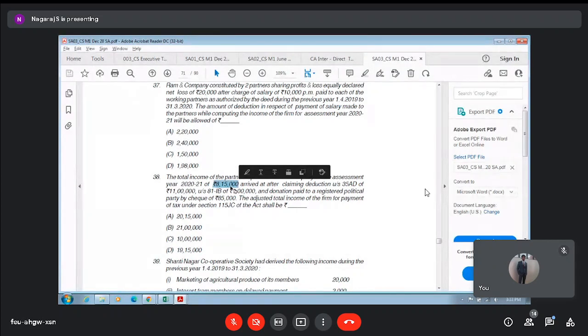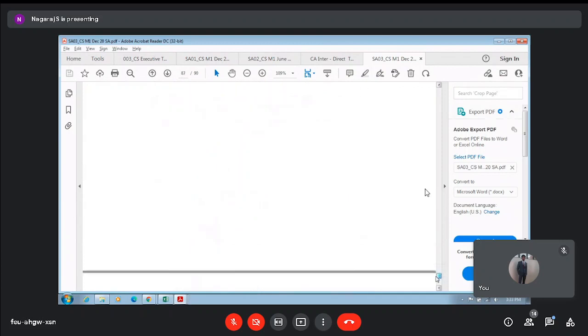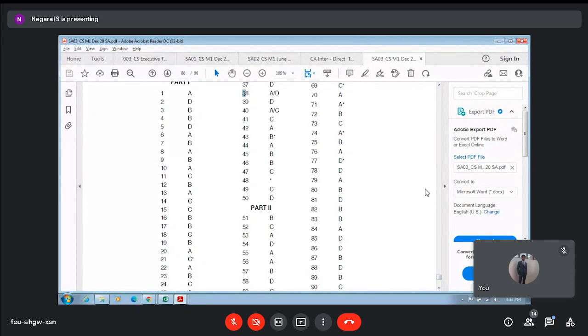21 lakh, sir? How? The 20 lakh 15,000 plus the 85,000, sir, paid by cheque. You are telling 21 lakhs. Question number 38. They are telling A or D. What does D mean?